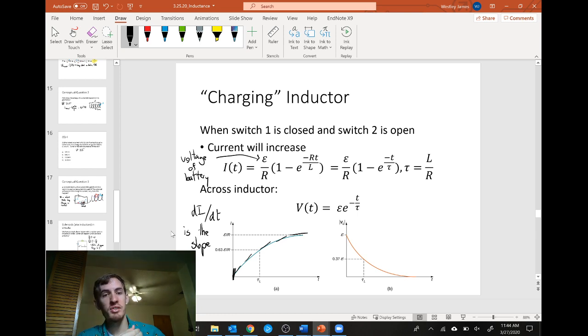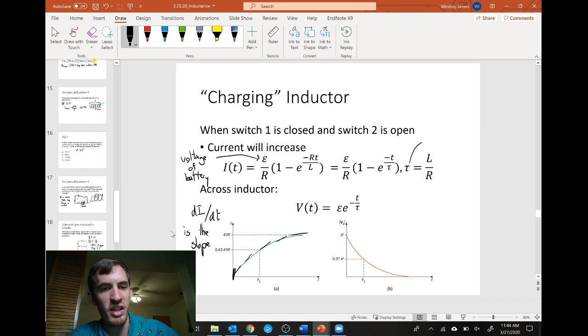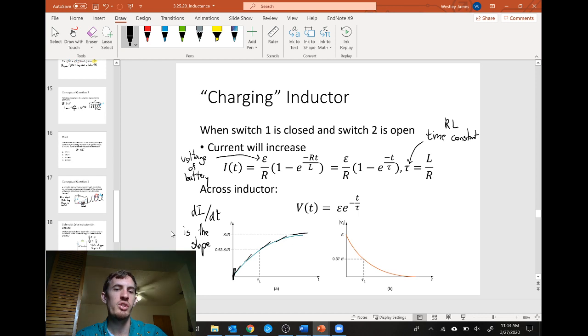We have a time constant for this. This is tau. This is called the time constant. Before we had our RC time constant. This is our RL time constant. And it's just L over R. It literally was just a substitution. You see here tau. You see here L and R. So tau equals L over R. Just a simple substitution. That's all we did here. We just defined this variable.